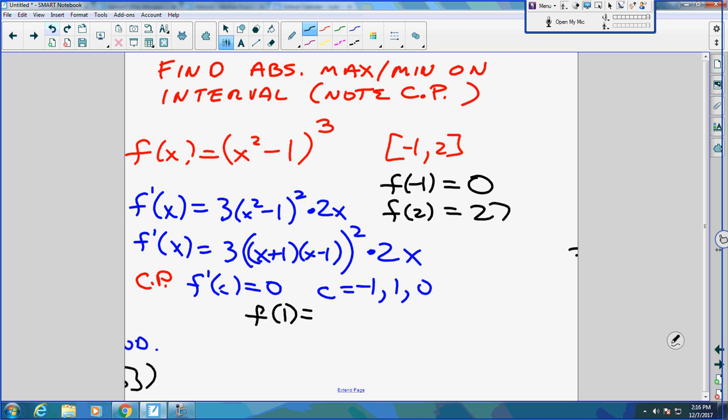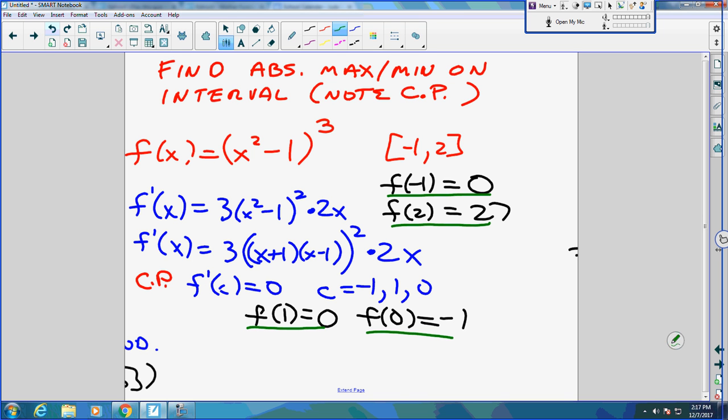I plug 1 in and I get 0. I plug 1 in up here and got 0. Back to the original function. I'm looking for values. And I would plug in f of 0. And I get -1. I am now looking at the 4 black points that I did in the same color on purpose. And I'm deciding what is the global max and the global min. What is the absolute max and the absolute min?